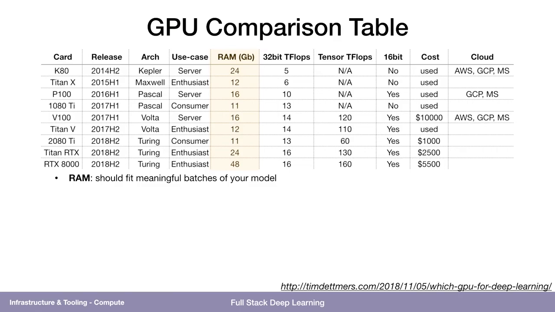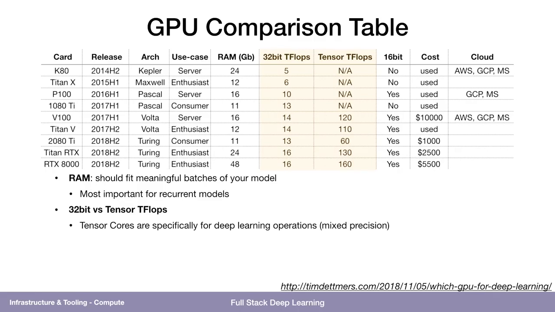The RAM dimension: RAM should fit meaningful batches of your model. And this is really most important for recurrent models. And then there's the 32-bit versus tensor TFLOPS. So this is like teraflops in 32-bit computation mode, or teraflops in this tensor core computation mode. Tensor cores are specifically for deep learning operations. So they combine, I believe, a multiply of 16-bit numbers and an aggregate in 32-bit precision. So mixed precision is another term you might hear.